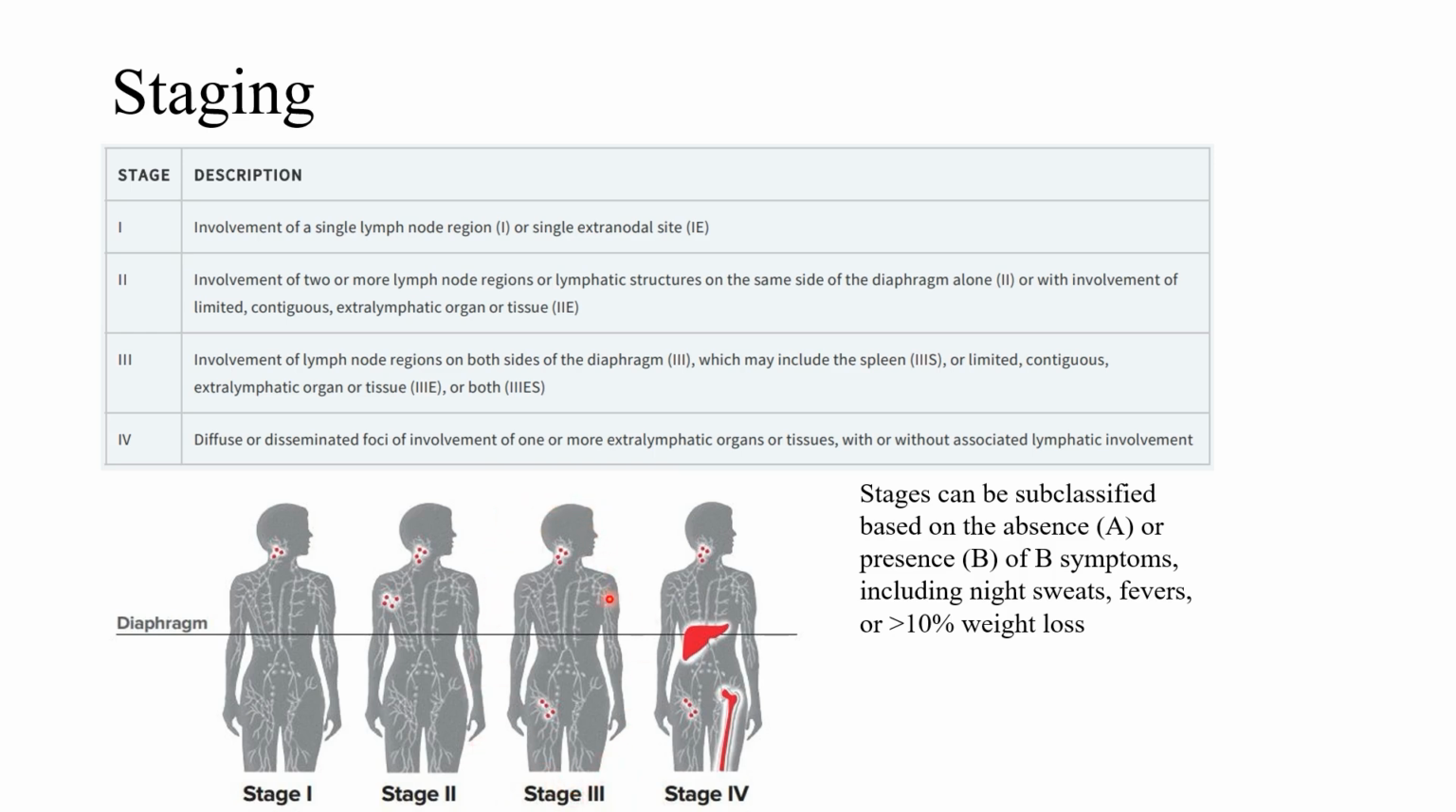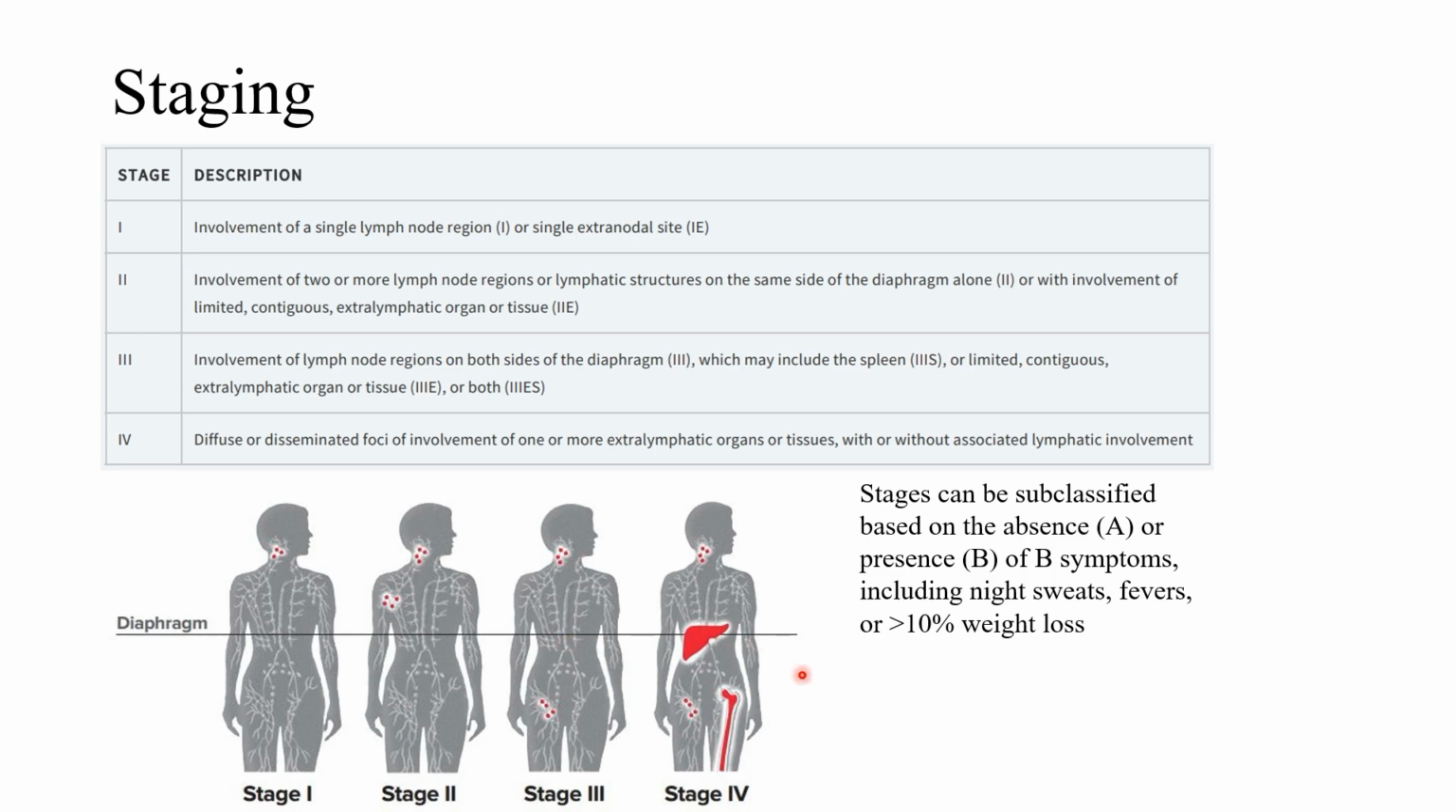Still only 2 lymph node chains that have the non-Hodgkin's, but different sides of the diaphragm. So that's the difference between 2 and 3 in this image. Same number of chains involved, but 3 has it on both sides of the diaphragm.